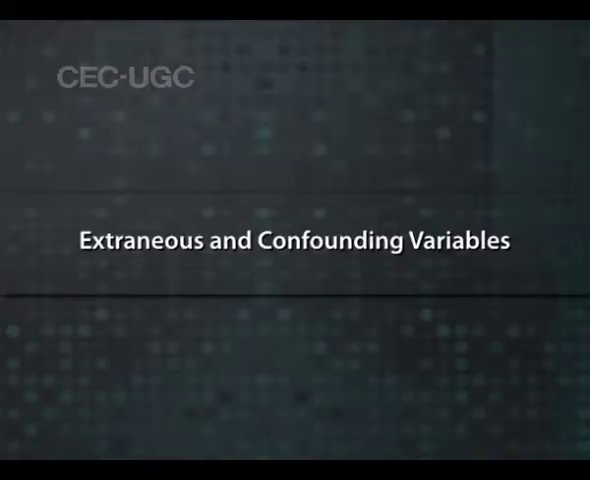Extraneous and confounding variables. Extraneous variables are those factors which cannot be controlled. Extraneous variables are independent variables that have not been controlled. They may or may not influence the results. One way to control an extraneous variable which might influence the results is to make it a constant, that is, keep everyone in the study alike on the characteristic.